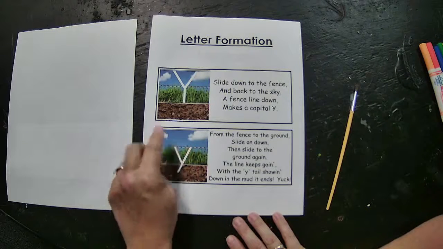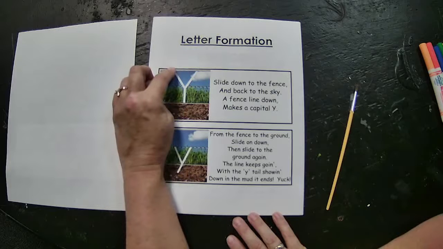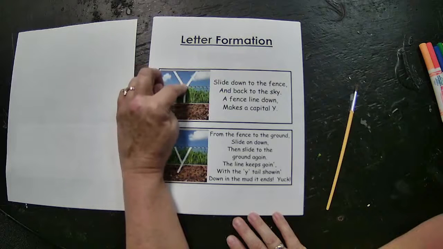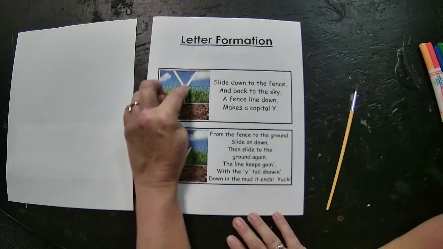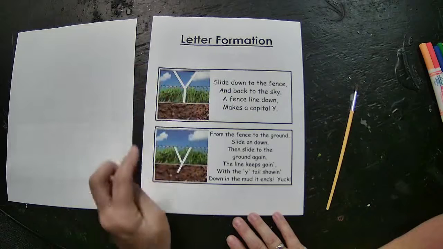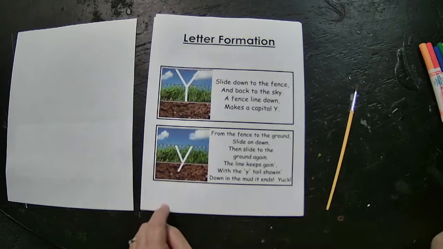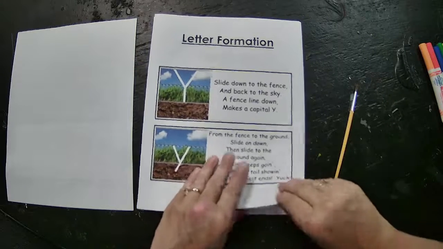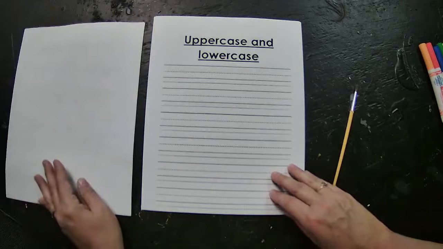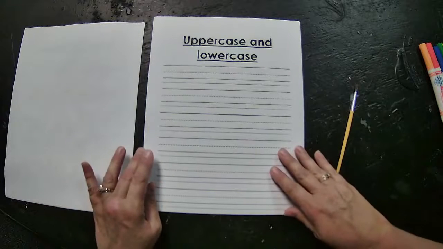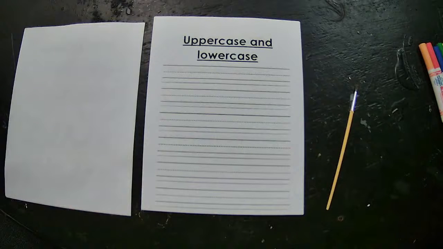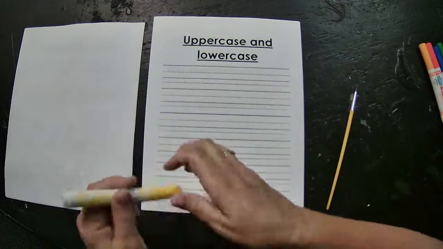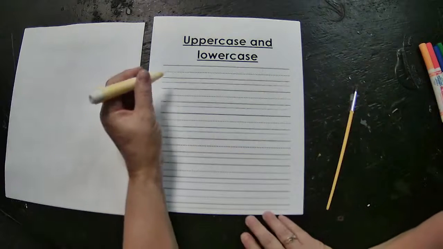Start at the fence. Your uppercase Y at the sky, down to the fence, and then the straight line down from the fence to the ground. Okay, so do you think you're ready to make them on your own? Okay, let's get started. What color would you like to use first? Oh, I heard someone say, oh my goodness, you're right. Yellow, it's a Y word. That should be the one we start with, shouldn't it?